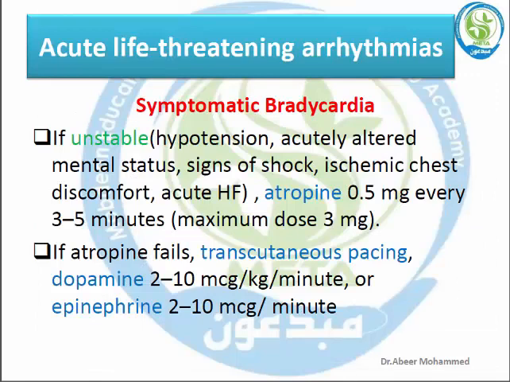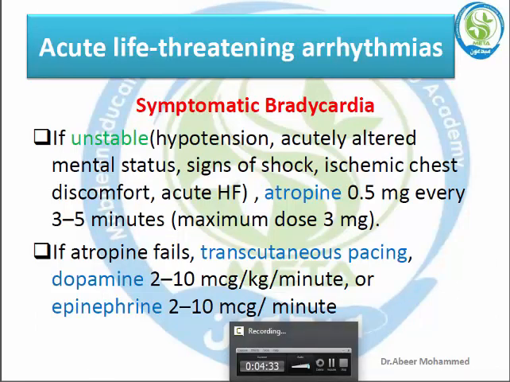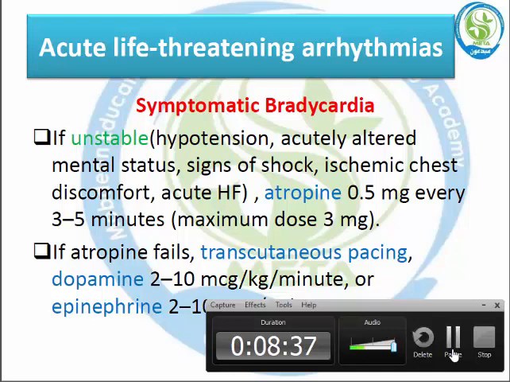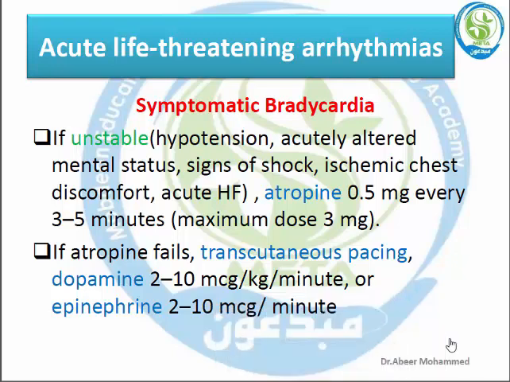Okay, this is regarding pulseless asystole or pulseless ventricular tachycardia. The second type of acute life-threatening arrhythmia is bradycardia or bradyarrhythmia. Bradyarrhythmia may be due to cardiac block, complete heart block, second-degree heart block, Mobitz type 2 block, or other causes. In either case, it will lead to decreased cardiac output.